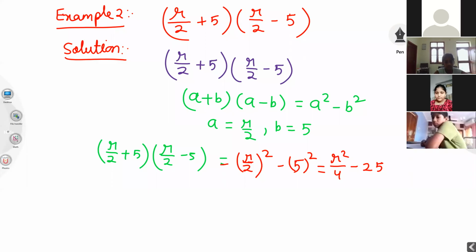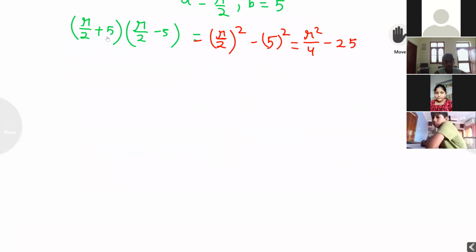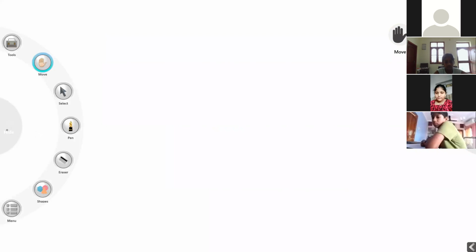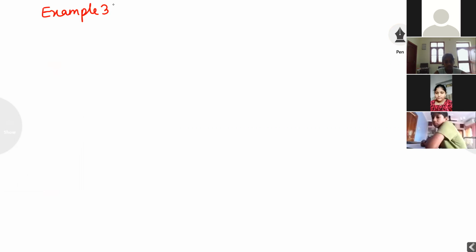Note down example 3, everyone. 39 into 41. In this question, it is not asking to multiply 39 and 41. With the help of the identity, we want to find the value of 39 into 41.